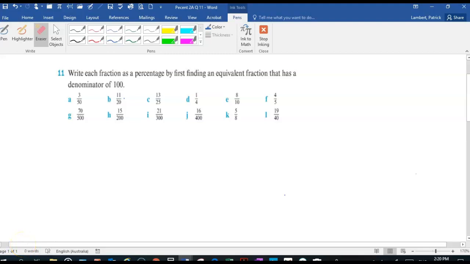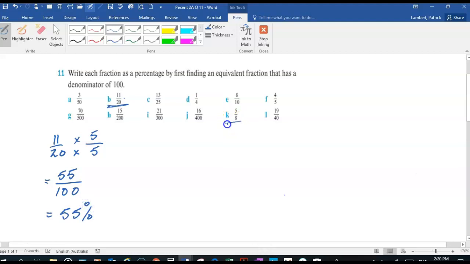In exercise 2A, I'll start with question 11 and, if I select the right pen, have a look at part B. So we've got 11 on 20 as an equivalent fraction. We've got to multiply the top and the bottom by the same number. So to bring it to 100, that'll be by 5. So that equals 55 over 100. 100 as a base, equivalent fraction, and simple percentage, 55%.